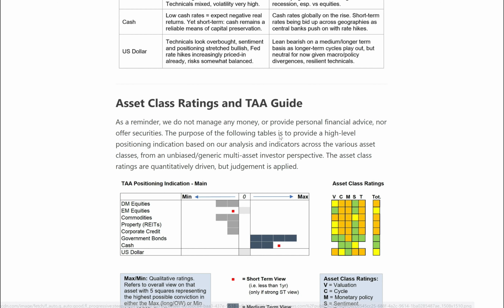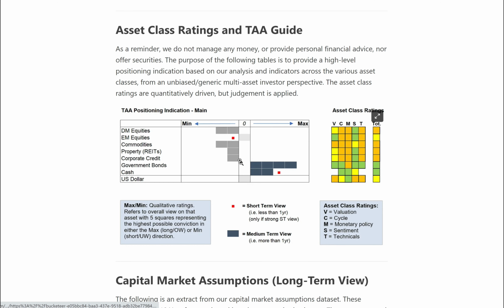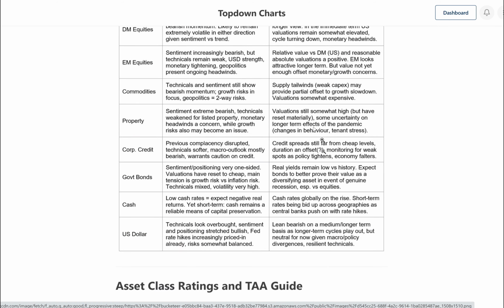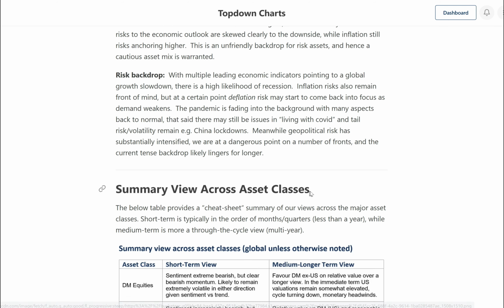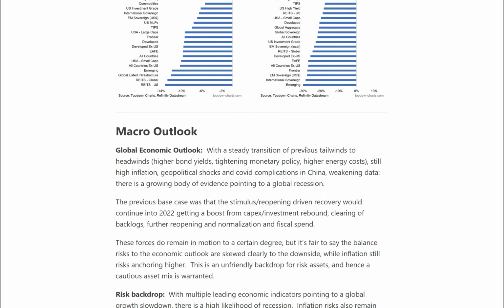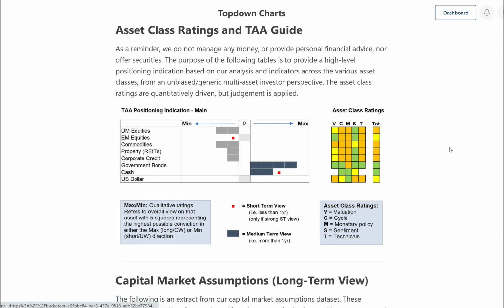Asset class ratings and TAA guide. So this is really a companion to that one. So the table here shows you essentially if we took all the analysis that I've done and mapped it to an active asset allocation tilt. So for example, at the moment it's showing underweight to equities, underweight to commodities, underweight to property and credit, basically all your risk stuff, and overweight to cash and bonds. And that's reflecting the views in this sheet. It's also reflecting the macro input that we looked at there. But really specifically, it's reflecting the asset class ratings here.